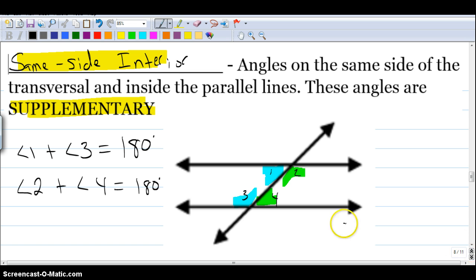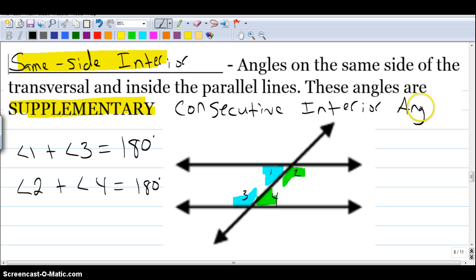Oh, hold on. Hold up. On this side, same side interior, they are also called consecutive interior angles. That's just another name for them. Depends on the worksheet I get or whatever I have on the test. They're the same thing.